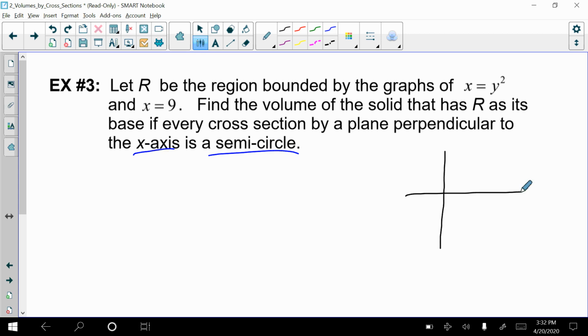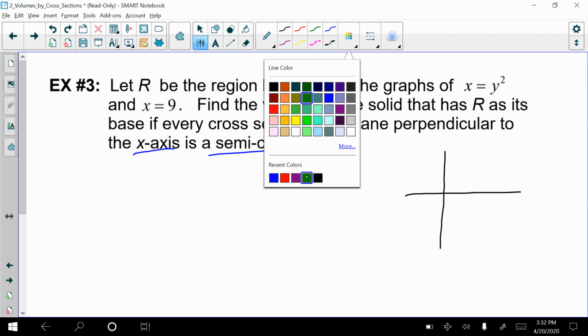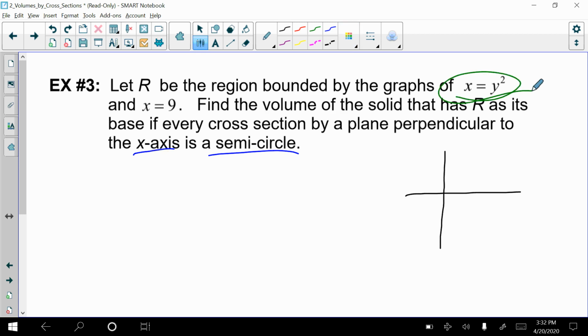Now the first bit that we're going to see, and let's go ahead and do this one here in green. x is equal to y squared, that's kind of a sideways parabola. It's just like the quadratic parent function rotated negative 90 degrees around the origin, so it opens to the right like that.